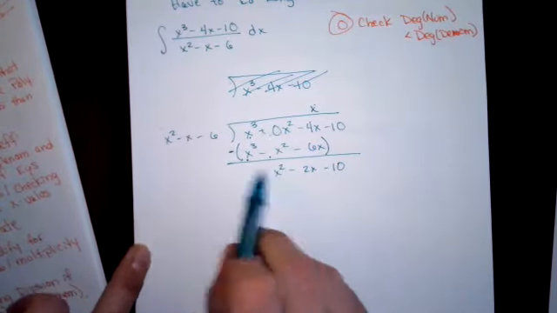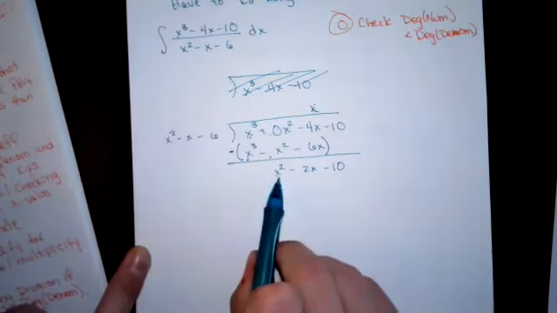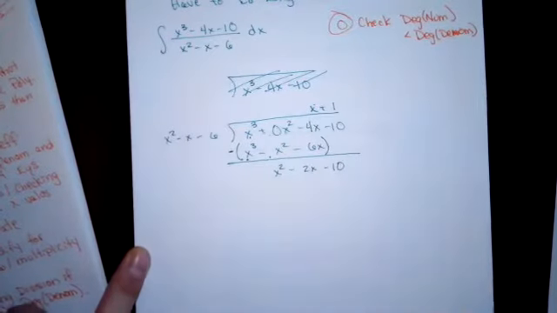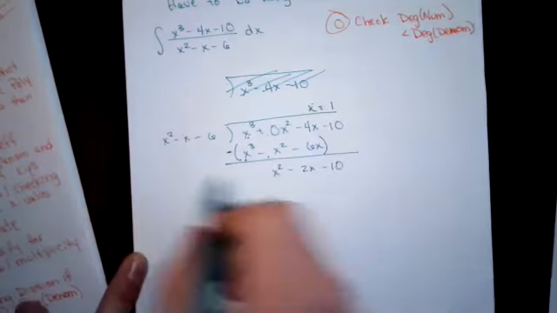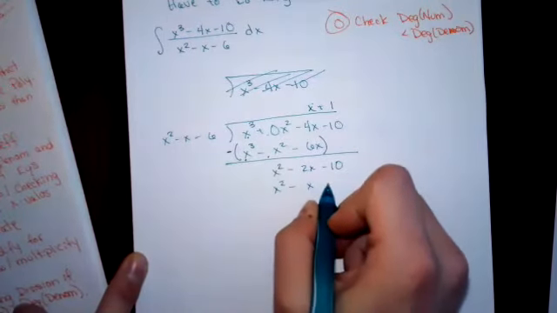And now the degrees are still the same, so we've got one more step. I've got x squared going into 1x squared, so it's just plus a 1. So I take that 1 and multiply it by that whole thing, so we'll have x squared minus x minus 6.